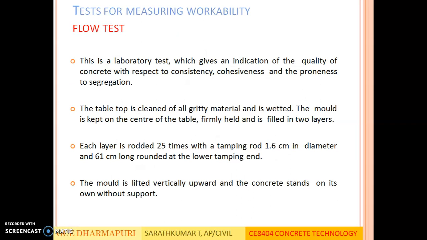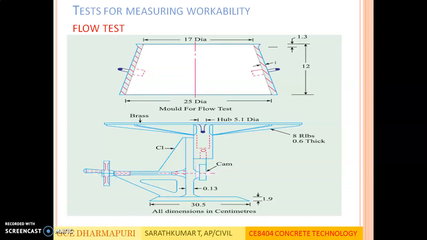So the next test we are going to see is the flow test. This is a laboratory test which gives an indication of the quality of concrete with respect to consistency, cohesiveness, and the proneness to segregation. The tabletop is cleaned of all gritty material and is wetted. It has a vibrating table upon which the mold is kept at the center of the table, firmly held, and is filled in two layers. Each layer is rodded 25 times with a tamping rod 1.6 cm in diameter and 61 cm long, rounded at the lower tamping end. The mold is lifted vertically upward, and the concrete stands on its own without any support.